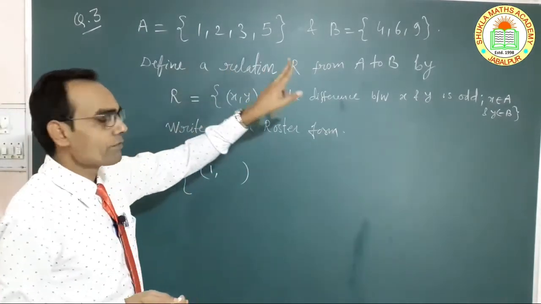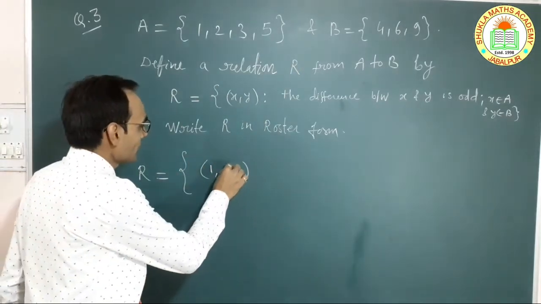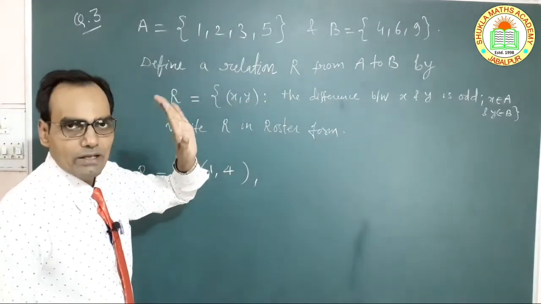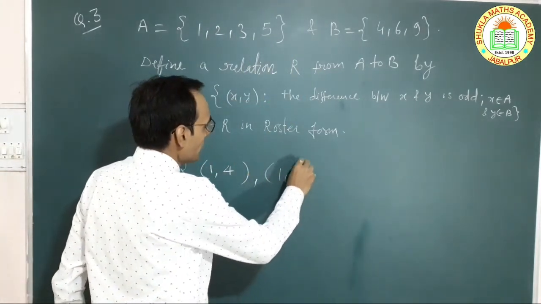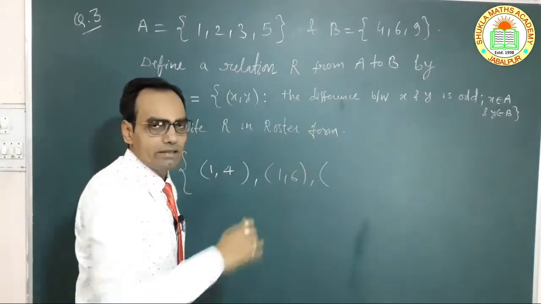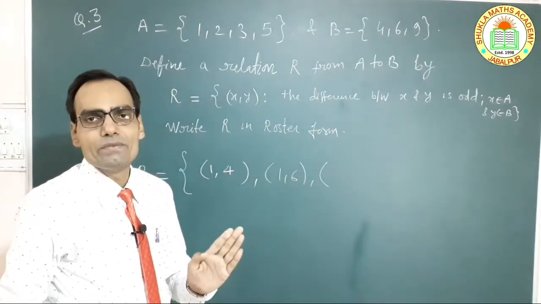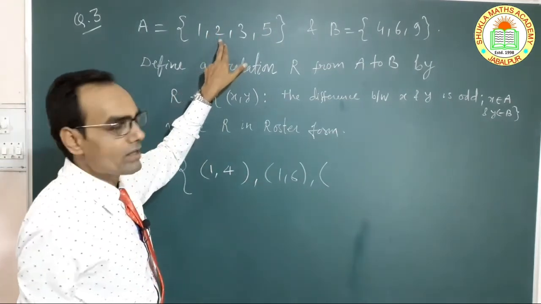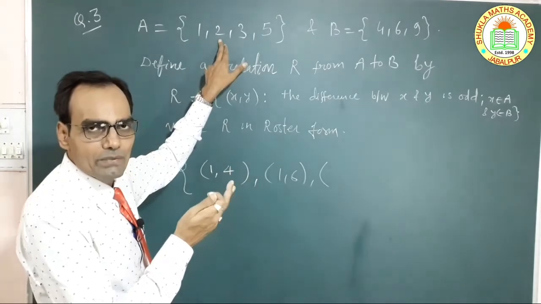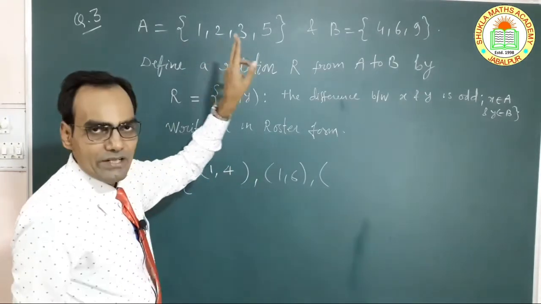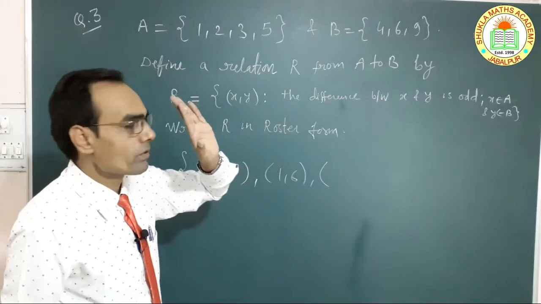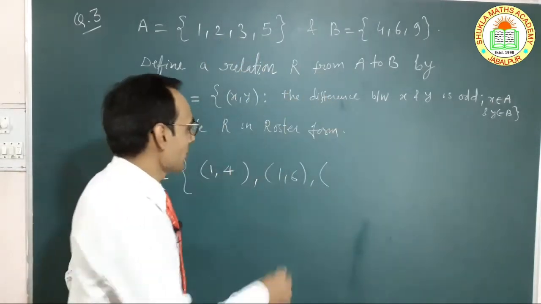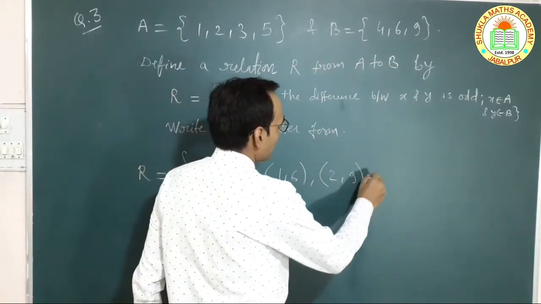So difference of 1 and 4 is 3. So it is here, accept this. Second is 1 and 6, we get 5. Yes, so (1, 6) also here. Then 1 and 9, difference of 1 and 9 is 8. It is even, so left it. And then next second element, make the pair with the element of B. Pair means take the difference with each element. So 2 minus 4 is 2, even, left them. 2 minus 9, that is 7. So we get (2, 9).